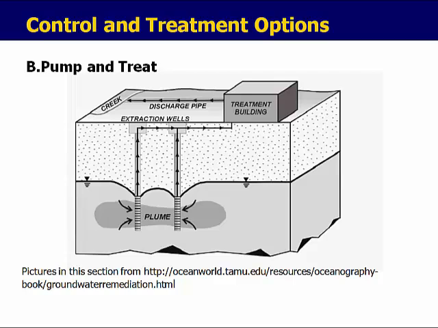This is a picture from a web page of a pump and treat system. And I've asked you to also read a Lawrence Journal World article about a pump and treat system in Lawrence. So here you have a plume that's being hydraulically contained because it's being pumped into the well. And then as the pumped water comes up, it goes to a treatment facility in a building, and discharged water can either be discharged by surface or pumped back into the ground.